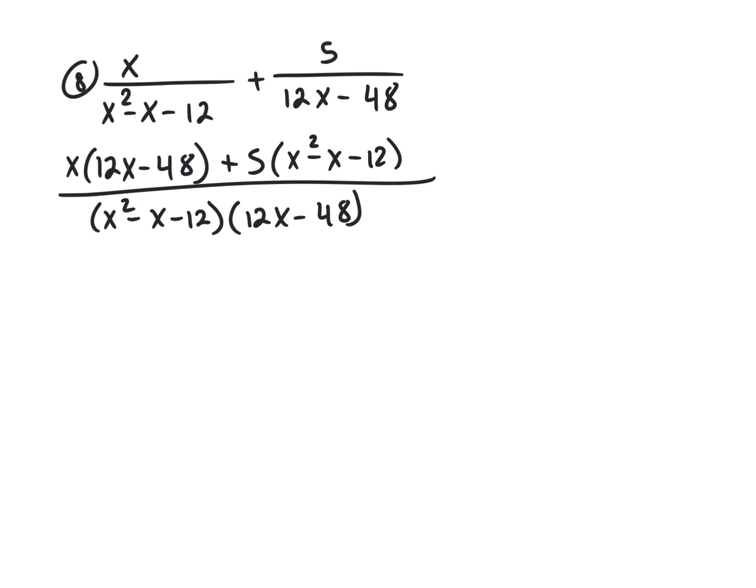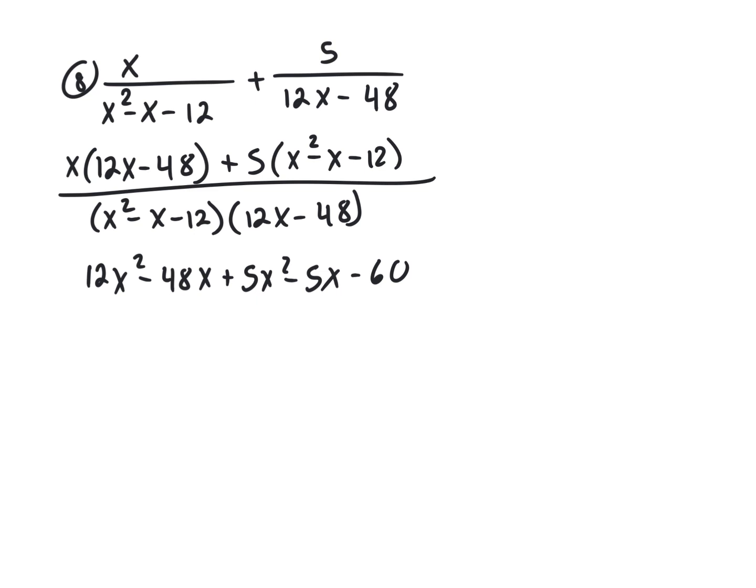Now we're going to have to start distributing and combining like terms. I'm going to start with the numerator because I don't want to touch the denominator yet. So in doing that, I get 12x squared minus 48x plus 5x squared minus 5x. And 12 times 5 is 60, so we get minus 60. I'm going to go ahead and combine like terms. I'm not going to write the denominator quite yet. I'm just going to work on the numerator.